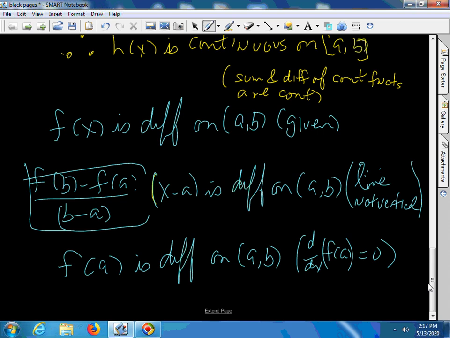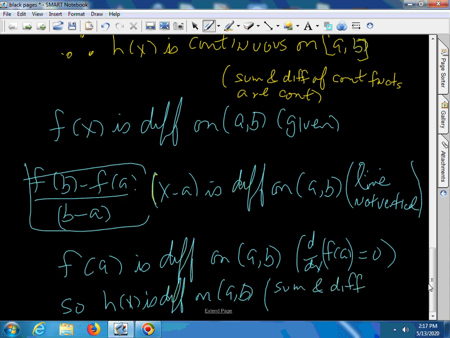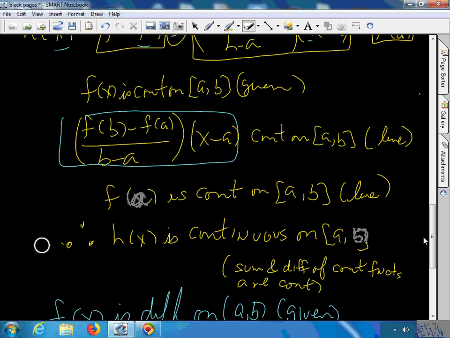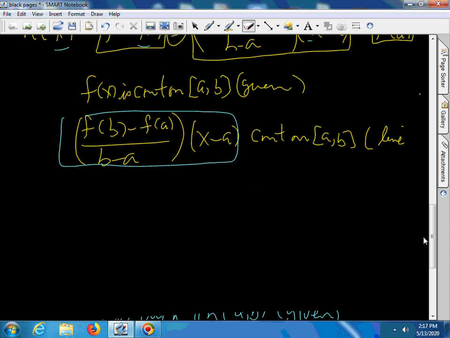Okay, so H of X is differentiable on AB. Why? The sum and the differences of differentiable functions is differentiable. Okay? So now, although you needed to write all this, I need to erase it because I need the space.